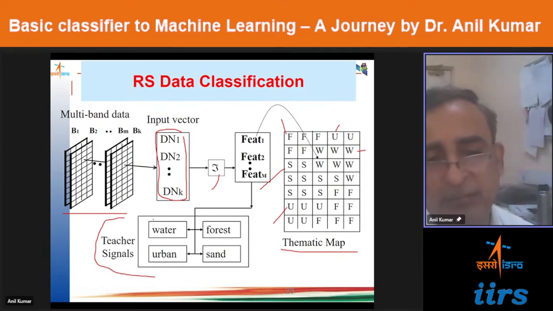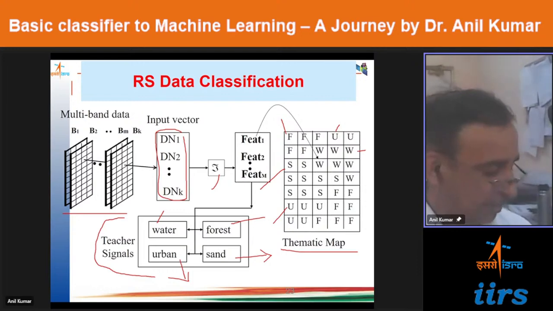So you can have the samples for class water. Water is a label, samples for forest, and forest is the label. Samples for urban, and urban is basically the label, and sand is again a label, and you have the samples for sand. So that way you can have the output as a thematic map.